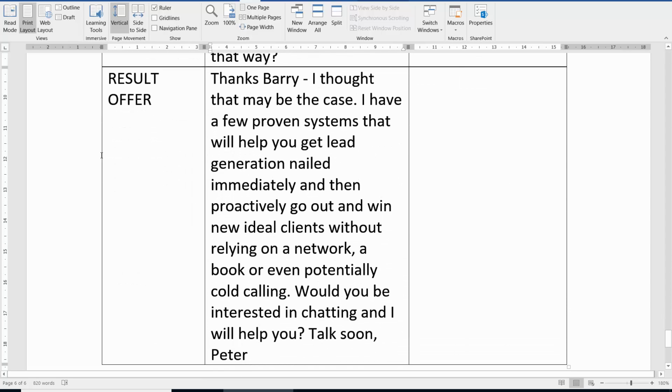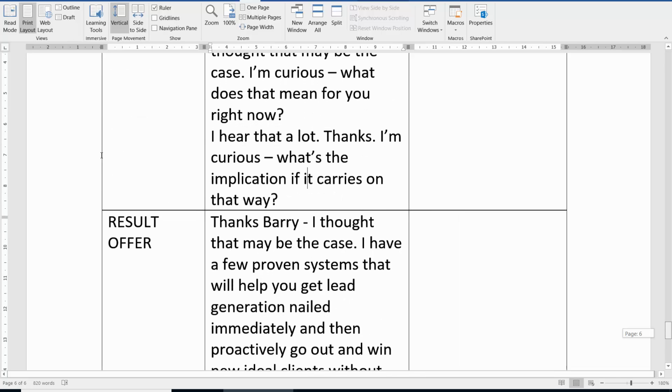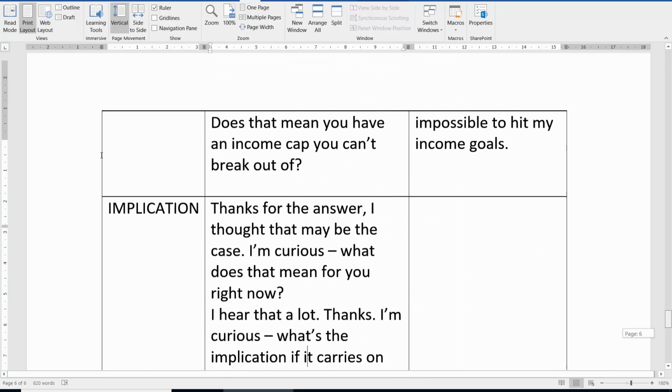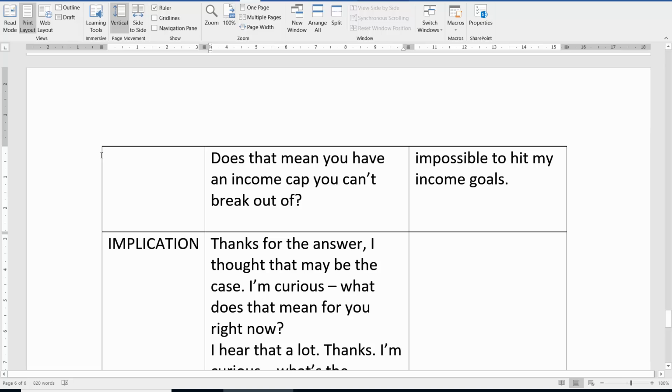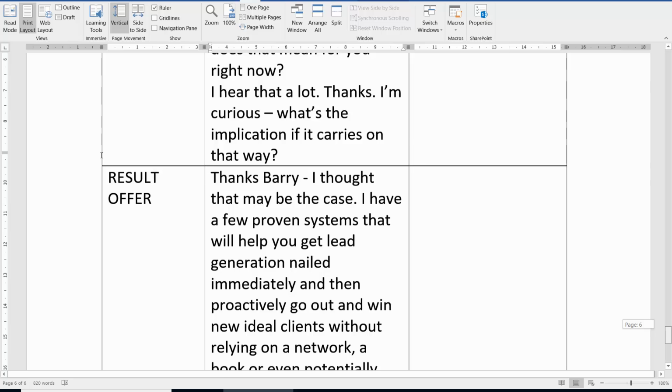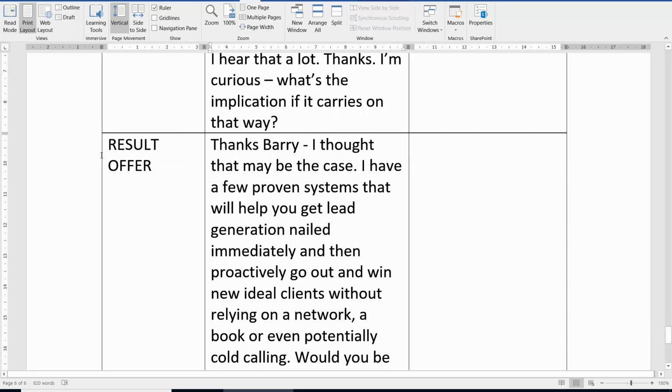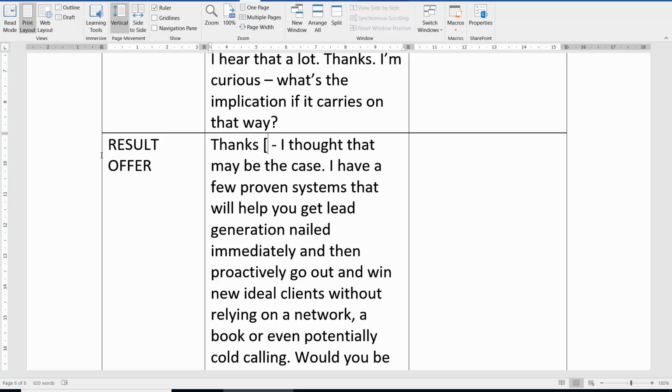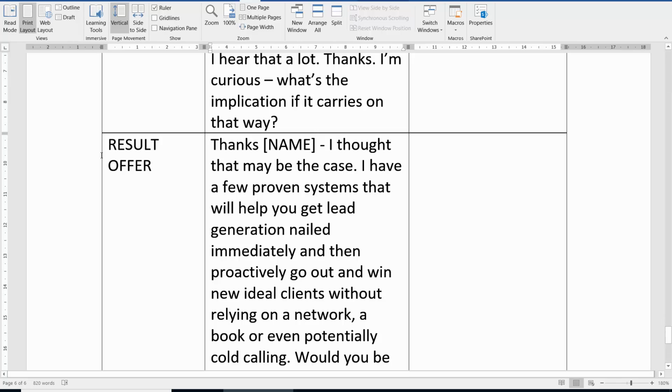Like I said, that's quite a hard question. I recommend you at least move to this level a couple of times and then try the implication. Once they've answered that, now you are in a position to go into your results offer. So here, once they start answering questions at that level, transition into the offer. Unlike most people, who make an offer straight away as soon as someone connects. And that's a terrible way to do it.